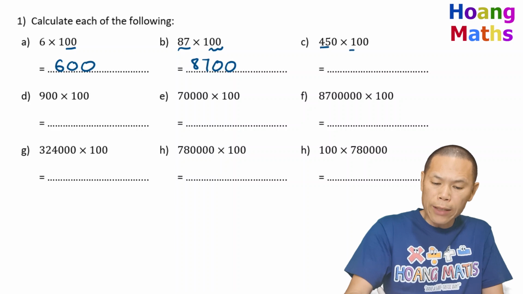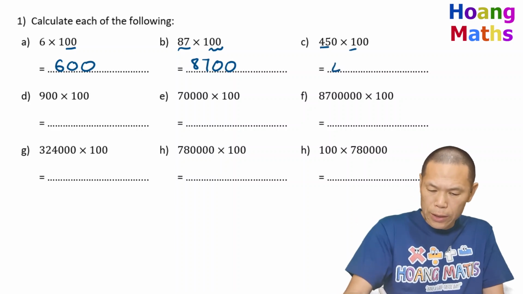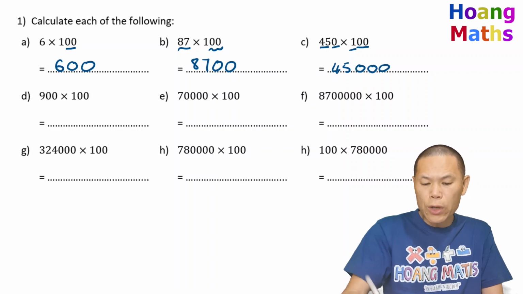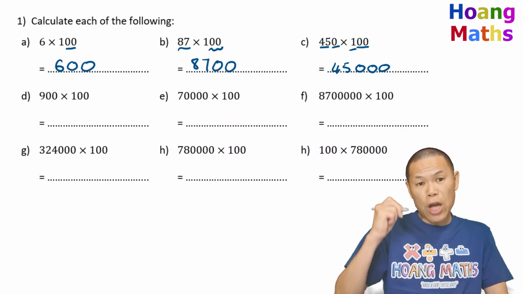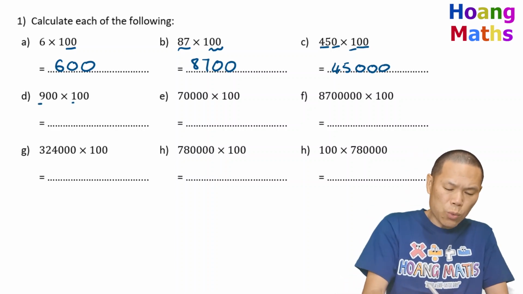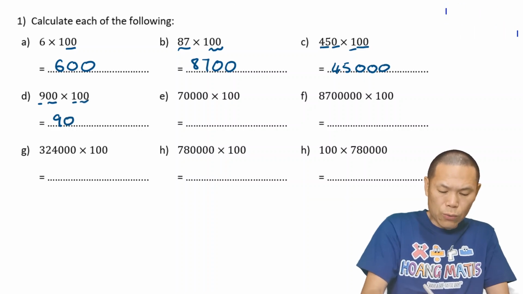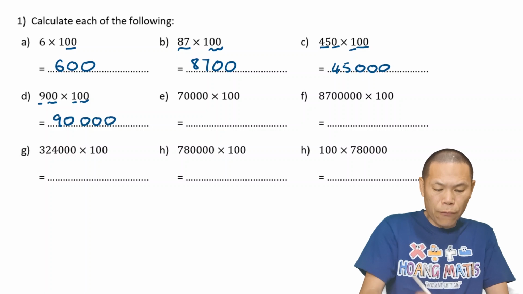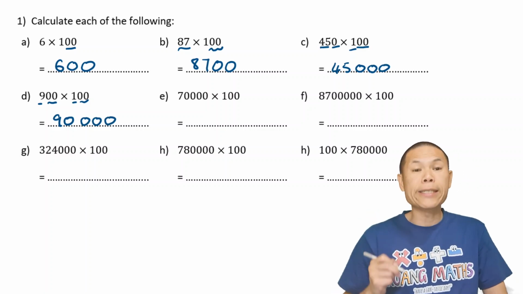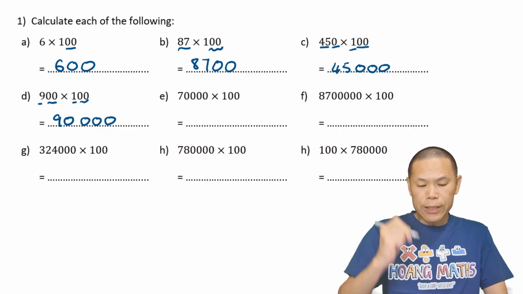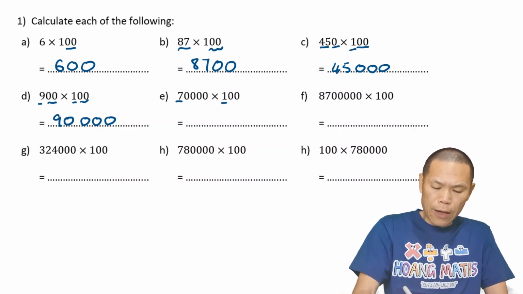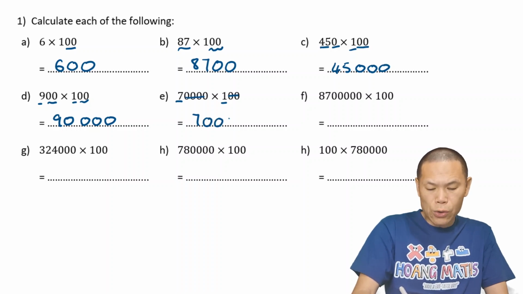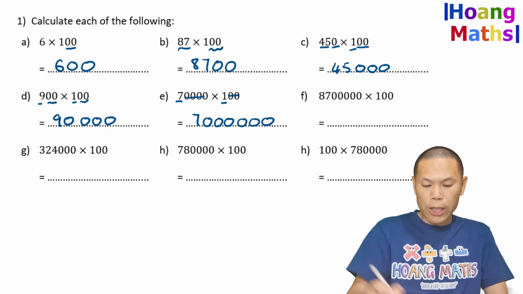45 times 1 is 45. So just write this down, and then we have the zeros: 1, 2, 3. Now we have 900 times 100. Just go 9 times 1 is 9, and we have 4 zeros, so we write 1, 2, 3, 4. So there you go. 70,000 times 100. 7 times 1 is 7, and we have the zeros: 1, 2, 3. There you go.